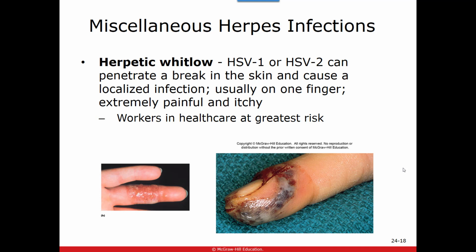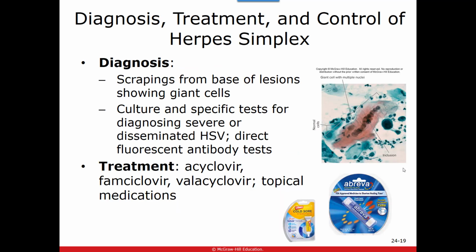Now, diagnosing a herpes virus, they're usually going to do a scraping from an active lesion. They're going to try to look for what the virus is doing to the cells, and what the virus is doing is causing these cells to fuse together. So we can see multiple nuclei all together. It's like one large fused cell. They can also do some direct antibody tests, trying to see if you've got any kind of immune system response. Treatment, we have some antivirals.